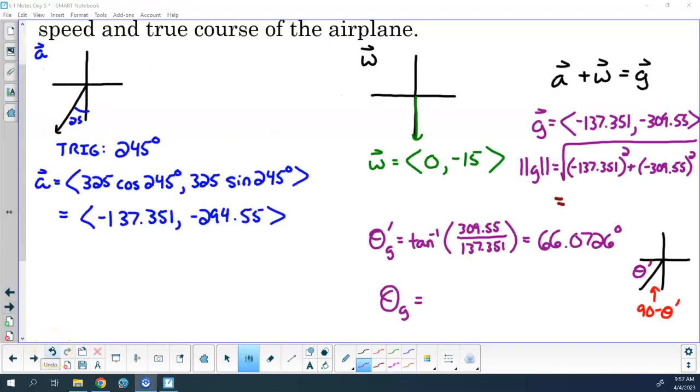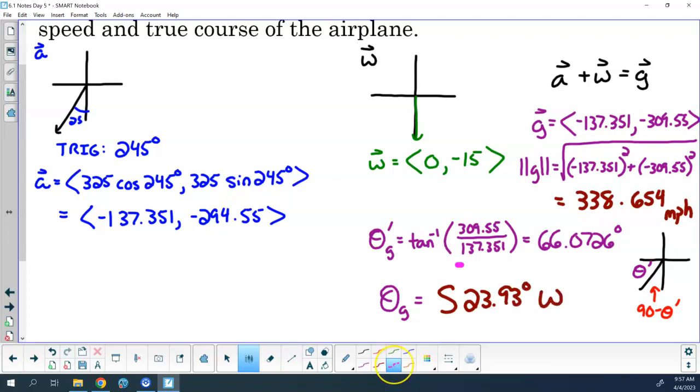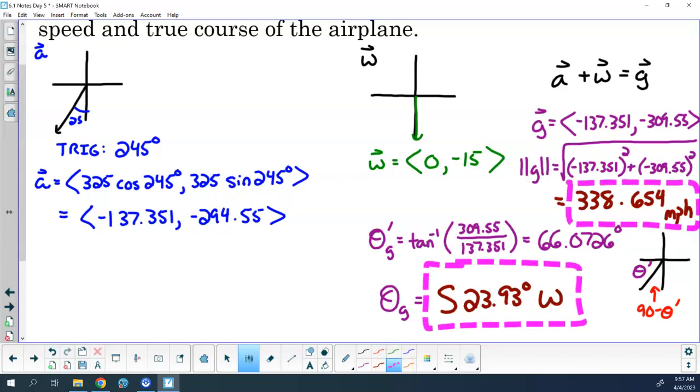So when it's all said and done, I get a ground speed of 338.654 miles per hour, and I get a bearing of south 23.93 degrees west. I have a question. I got an answer. Do you want us to write it like that? Yep. You know why? So when it's in the question written like that, you want us to write it out. Yep. That's exactly why.